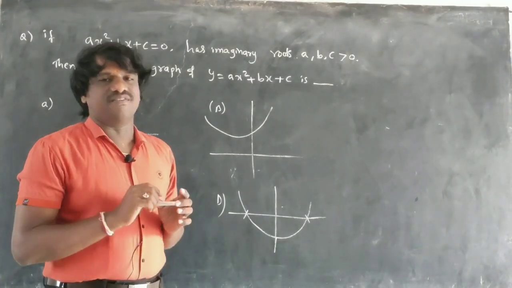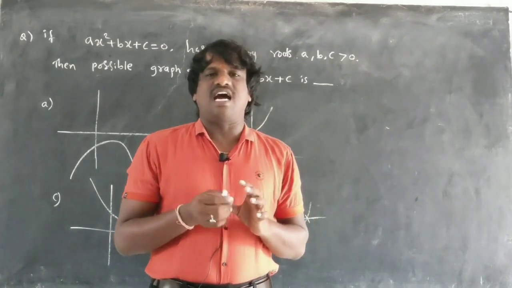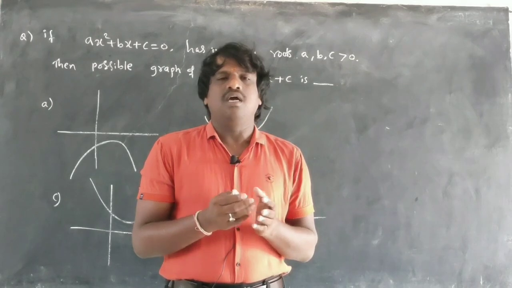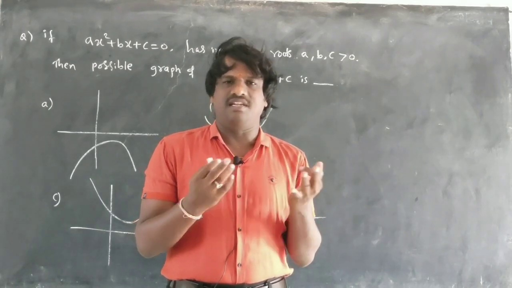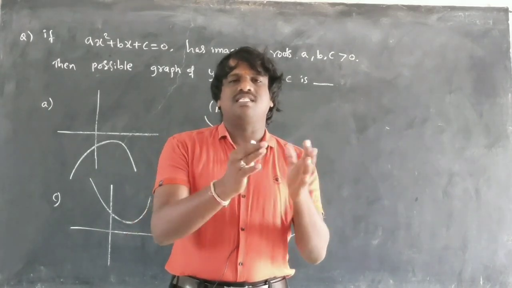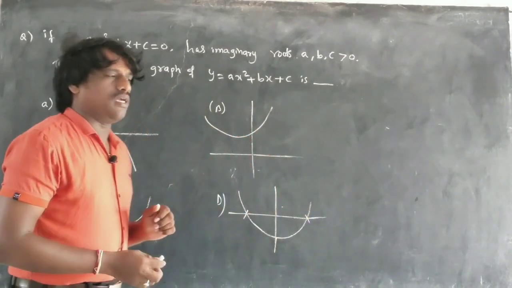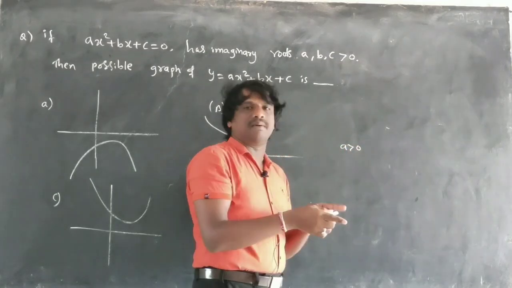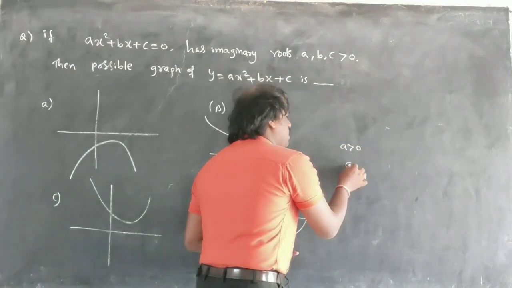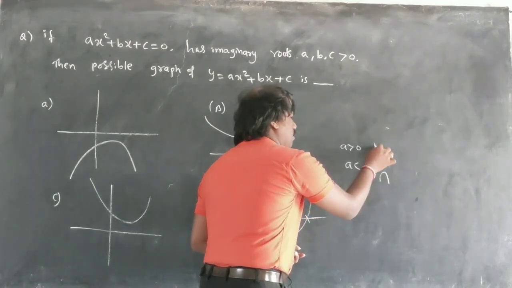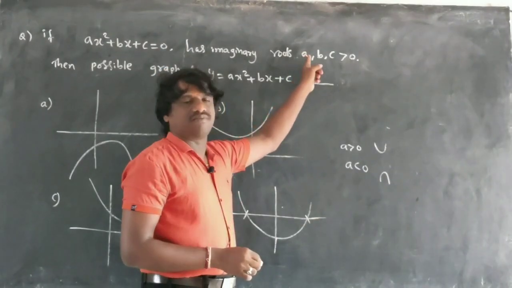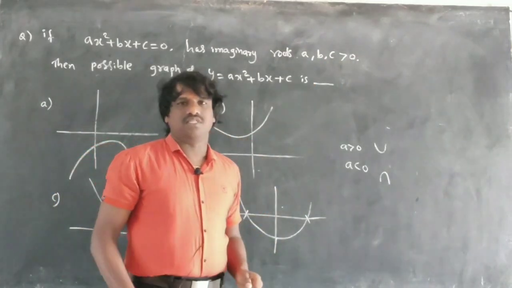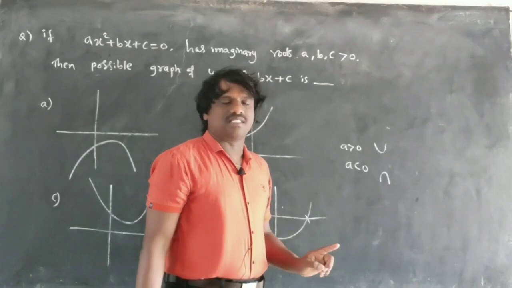As I already informed you, what is the sign of A, B, C for a quadratic equation. Now let us discuss which one is right. You know that if A greater than 0, it will be an upwards parabola, and if A less than 0, a downwards parabola. Here in the question A, B, C are greater than 0. Which graph is correct is the question.